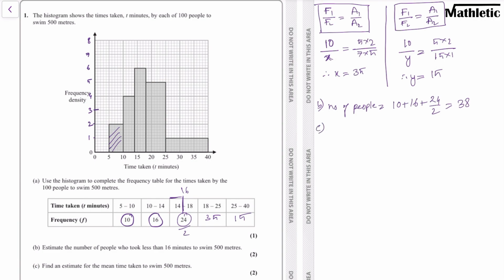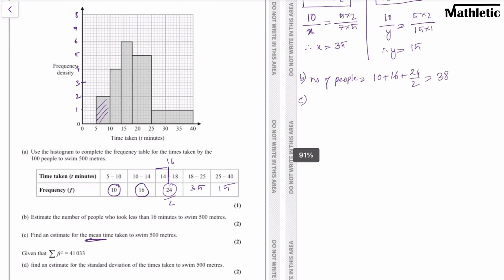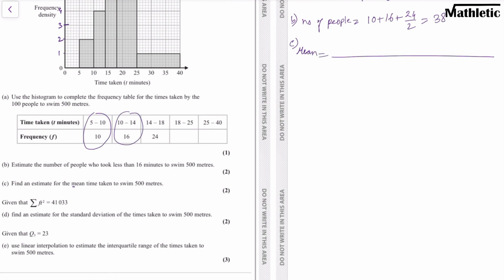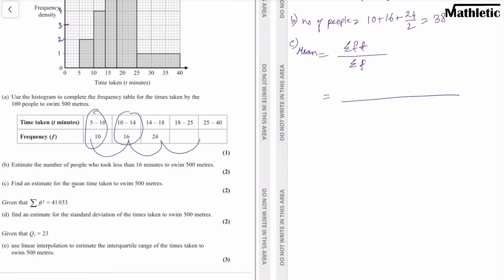Next, for part C, you need to calculate the mean. This table is grouped data, right? The values are given in ranges. So for the mean, you need to multiply by the midpoint of each range. So 5 plus 10 divided by 2, the midpoint, into 10, as in I'm calculating the sum, which is basically the weight. If you want to write the formula, it should look like this: sum of f into t, frequency into time, divided by sum of f, which is the total frequency. The total frequency, you can add this or you can select 100 directly.